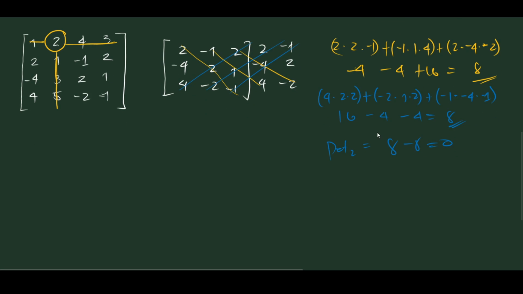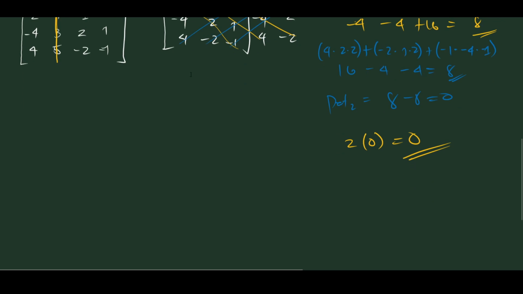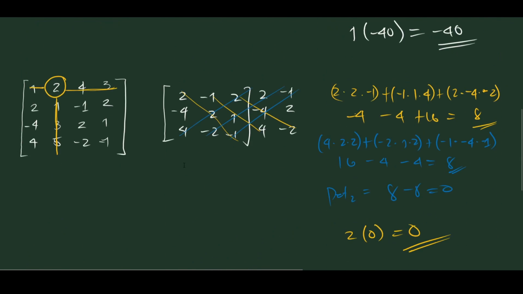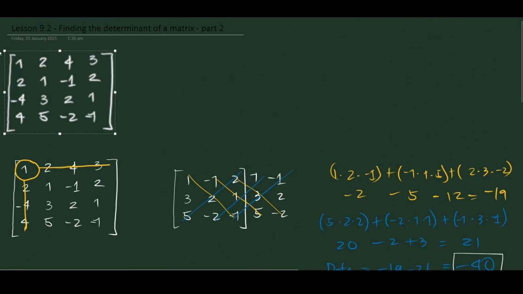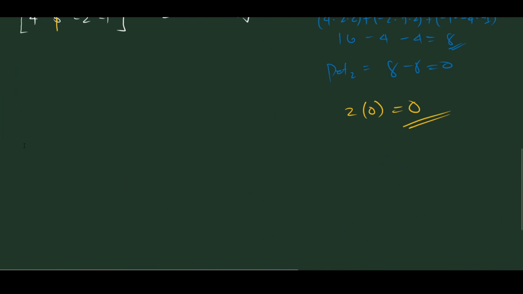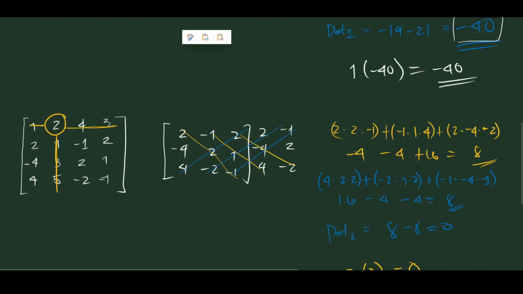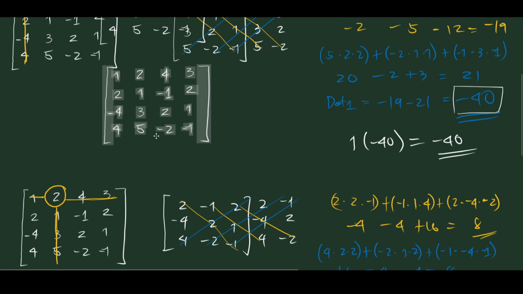Now we need to multiply this 2. 2 times 0 is equal to 0. Just for the sake of the methodology, because we might forget it in the future if we don't multiply it. So let's do another one. We are now on our third one.